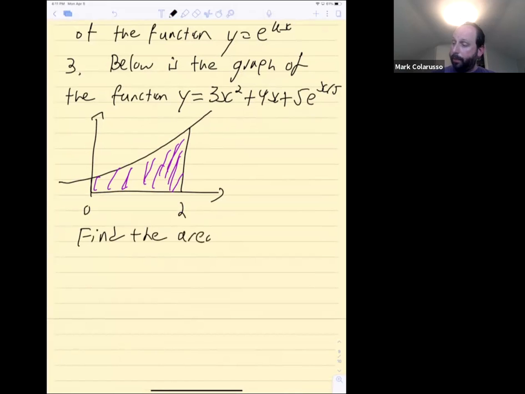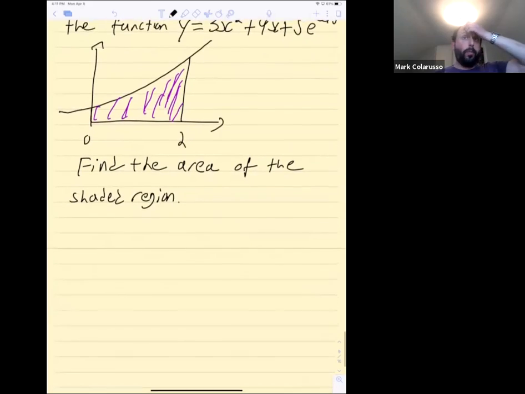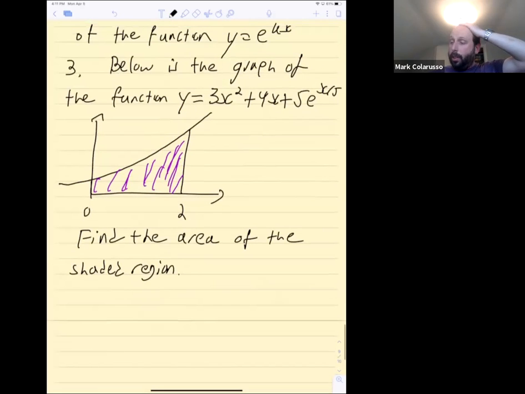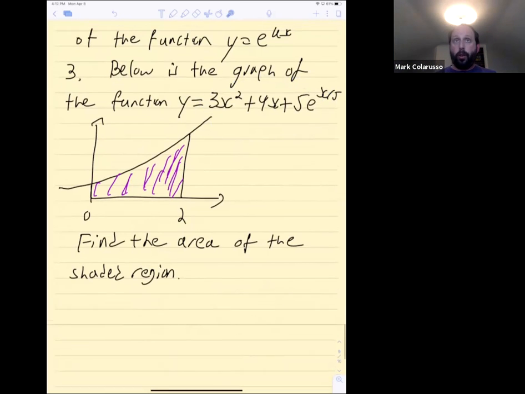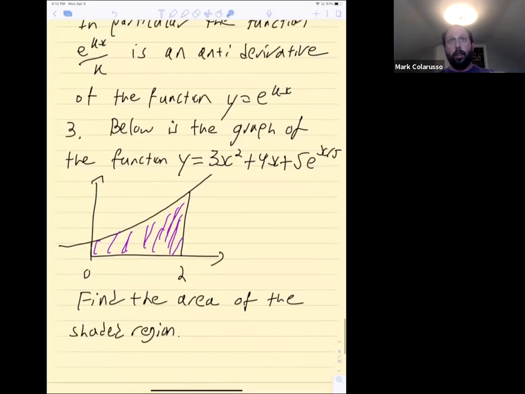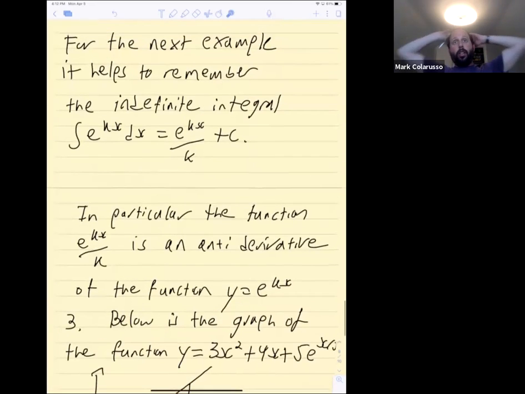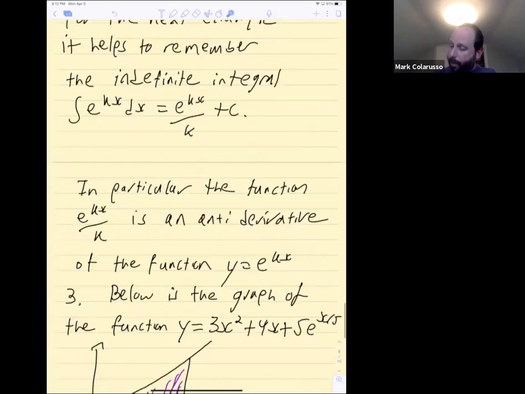Find the area of the shaded region. Okay, so again, we have to compute the definite integral, right? This is the graph of the function 3x squared plus 4x plus 5 e to the x over 5. I wanted to remind you of this formula for the antiderivative of e to the kx over k, because this will obviously be useful in this question.